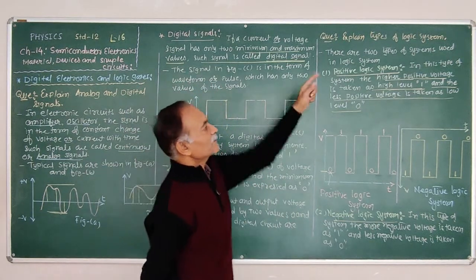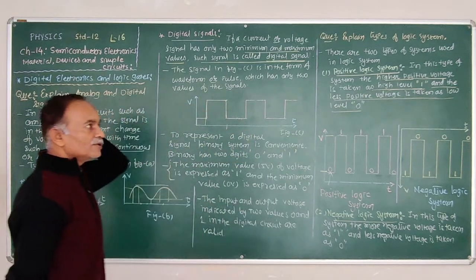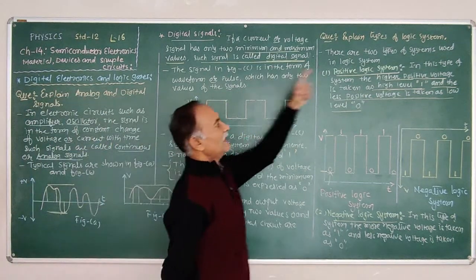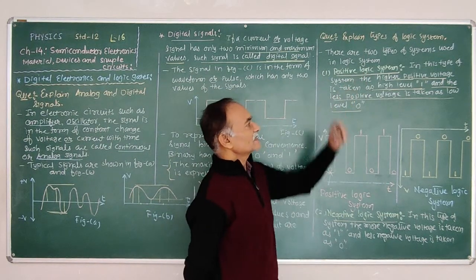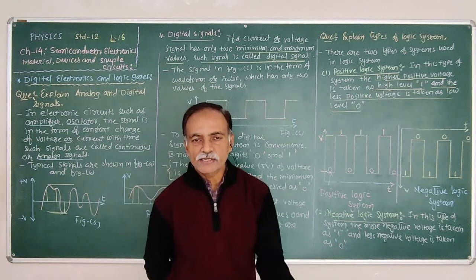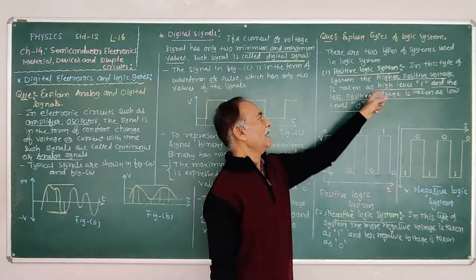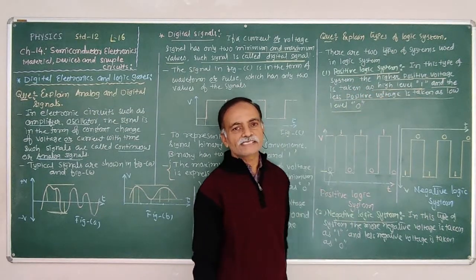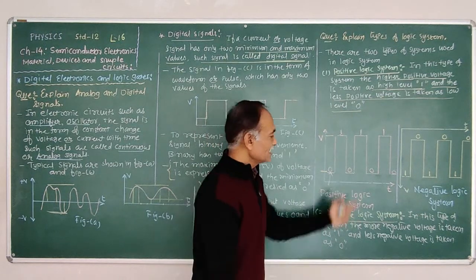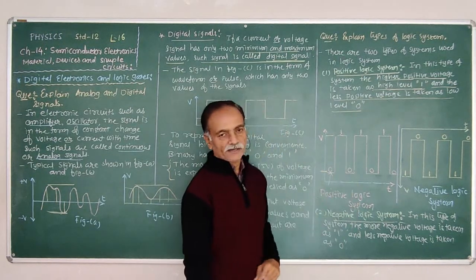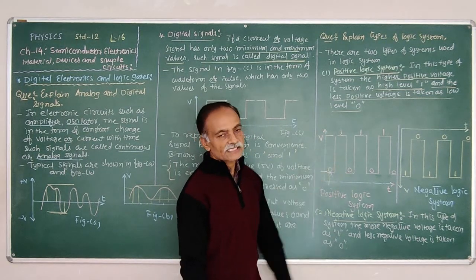Again, let me explain the types of logic system. There are two types of logic system. One is the positive logic system. In this type of system, the higher positive voltage is taken as high level, that means the 1, and less positive voltage is taken as low level, 0. The positive logic system is shown in the figure. High voltage is taken as 1, less voltage is taken as 0.